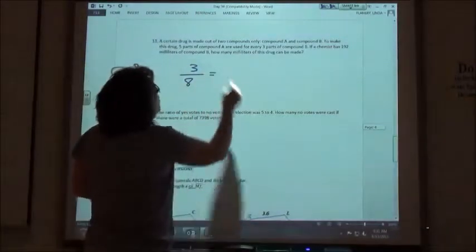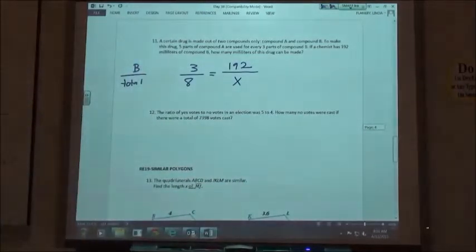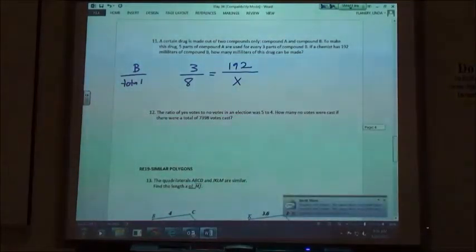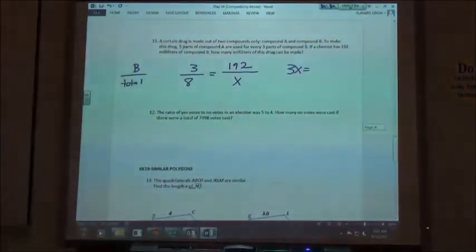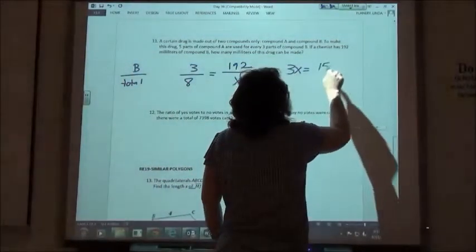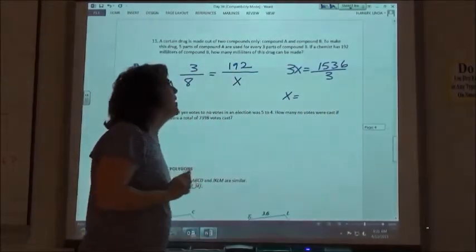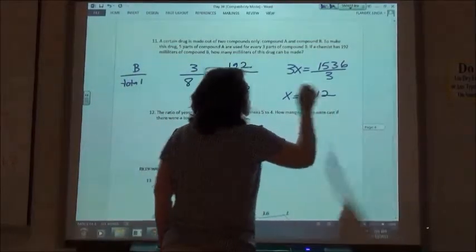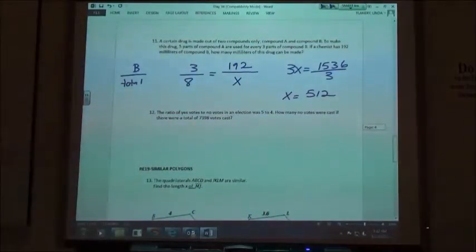And so we have 192 of B, and we want to know the total number of milliliters of the drug. And so 3x would equal 8 times 192, which would give me 1536. 1536, and if we divide that by 3, 512. So if we have 192 of B, then we have 512 total milliliters of our drug.